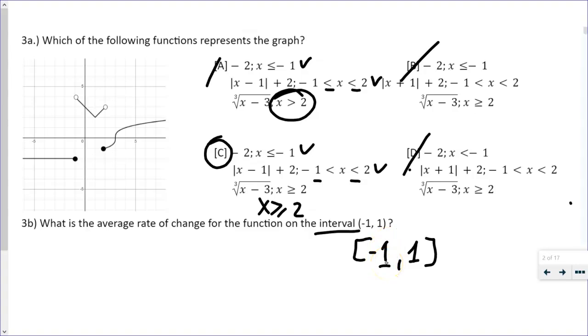So between -1 and 1, let's look, -1 and 1, it's our absolute value function. And we are going to go 1 down, 1 over, 1 down, 1 over. So that is -1, okay? The interval for part B is -1.